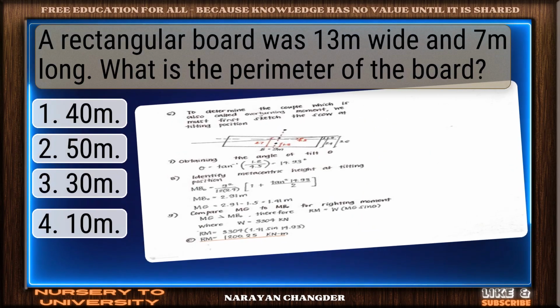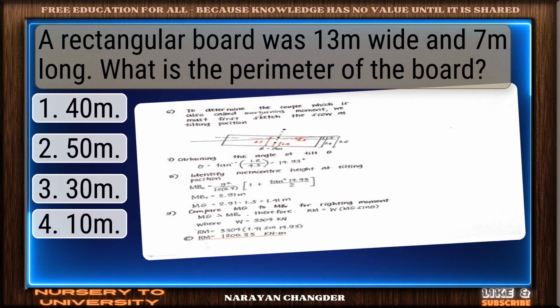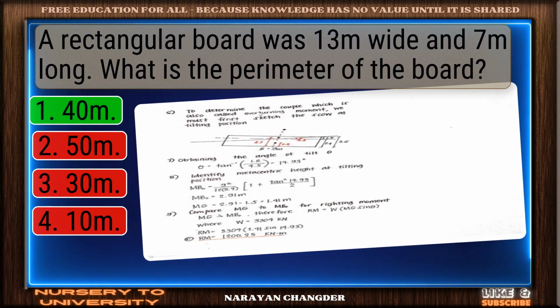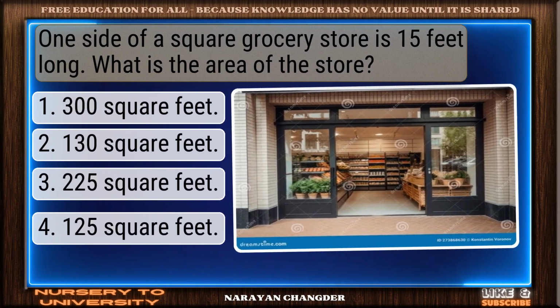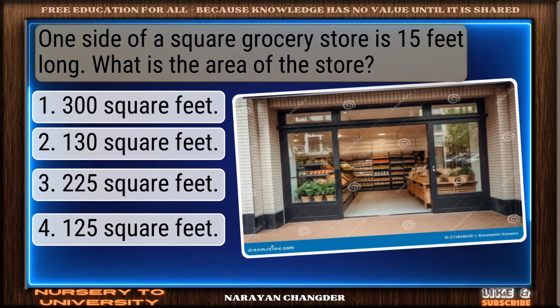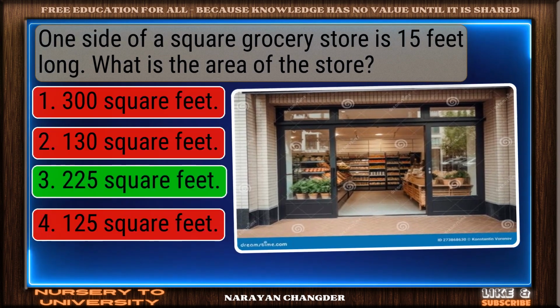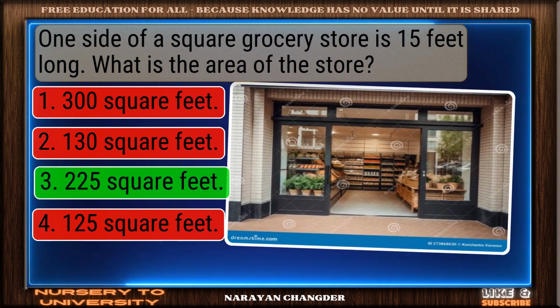A rectangular board was 13 m wide and 7 m long. What is the perimeter of the board? On track. 40 m is the correct answer. One side of a square grocery store is 15 feet long. What is the area of the store? Nice work. You chose 225 square feet, and it is correct.